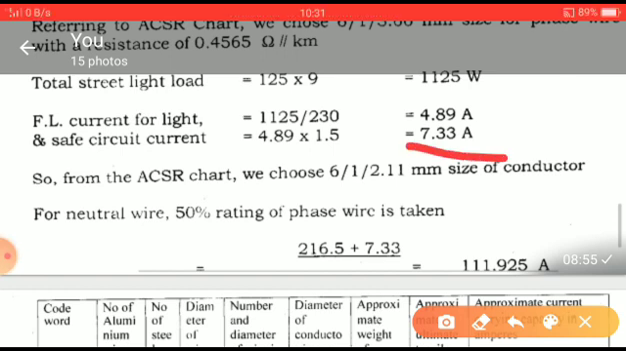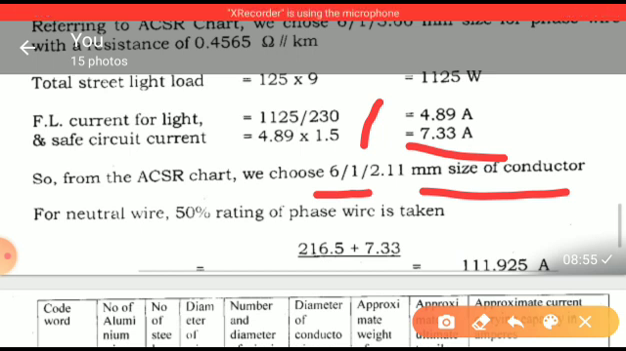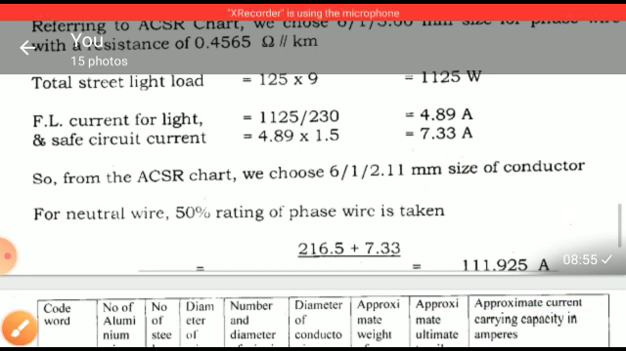So from the ACSR chart we are getting 6 aluminum, 1 steel and 2.11 size of the conductor. So for the street light the size of the conductor required will be 2.11 mm.